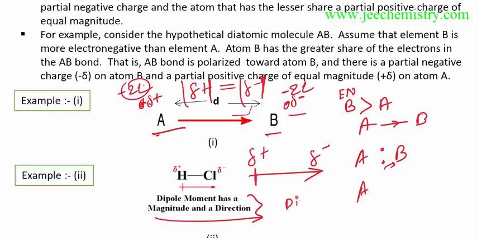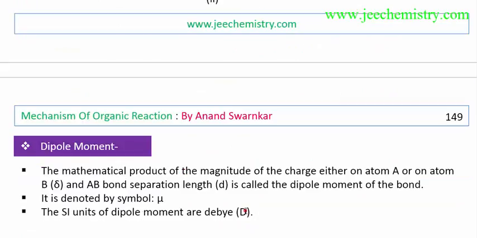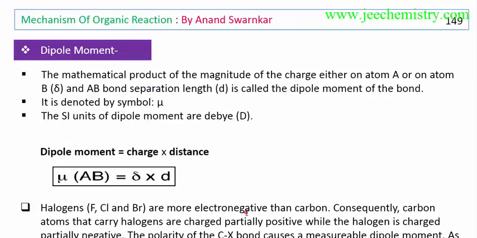A dipole moment is a vector quantity. In physics you will learn that dipole moment is a vector quantity because it has both magnitude and direction. If any quantity has both magnitude and direction, it is a vector quantity, not a scalar quantity. If any quantity has only magnitude, then it is a scalar quantity. So what is the standard definition of dipole moment? The mathematical product of the magnitude of charge on either atom A or atom B and the AB bond separation length d is called the dipole moment.